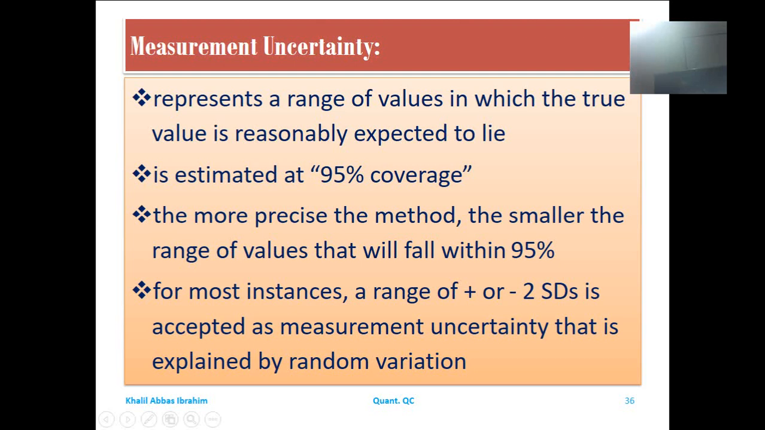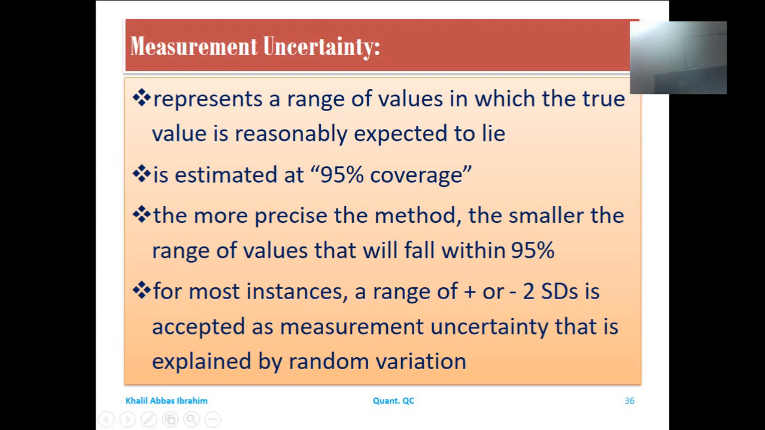The more precise the method that you are using in the laboratory, the smaller the range of values that will fall within 95% of the total number of values. This is because the variation will be very narrow between different values, and a lot of values will come repeatedly, will repeat themselves. So in this case the range will be very narrow.